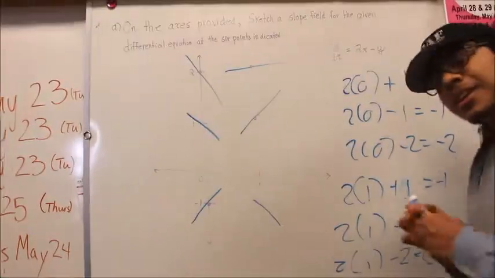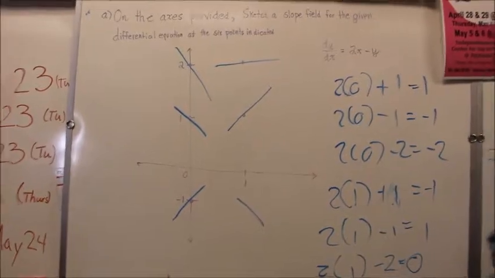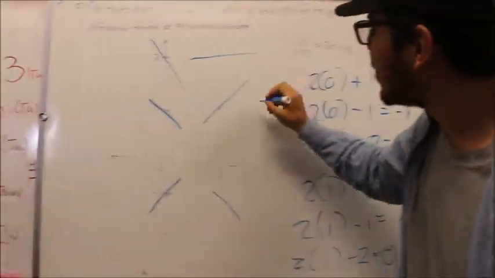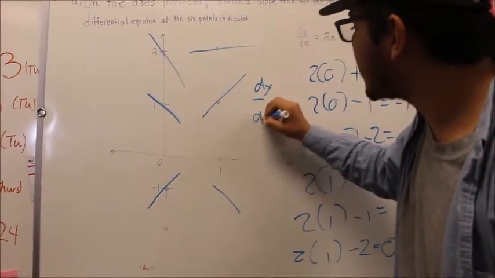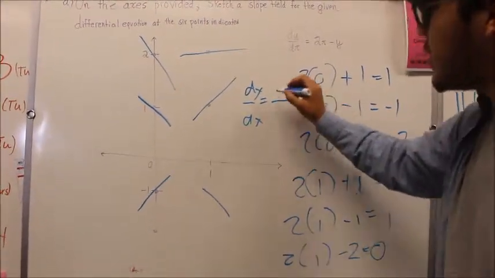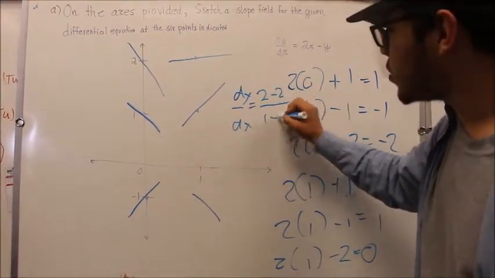Why is the slope, when the slope is 0, why is it a horizontal line? Because when you have rise over run, dy over dx, you're going to have basically 2 minus 2 divided by 1 minus 1.